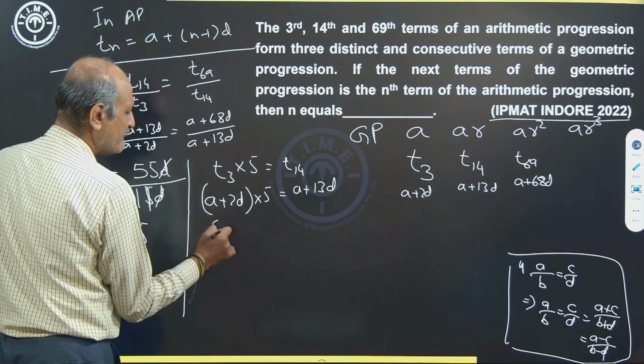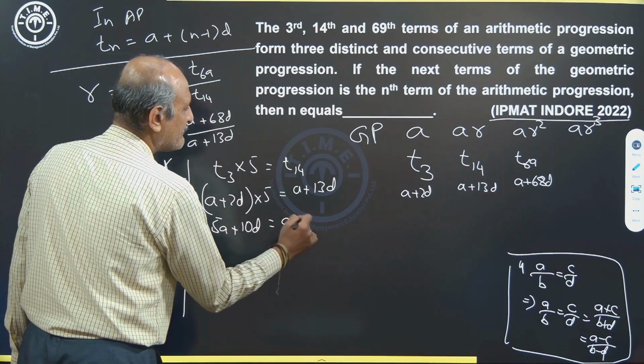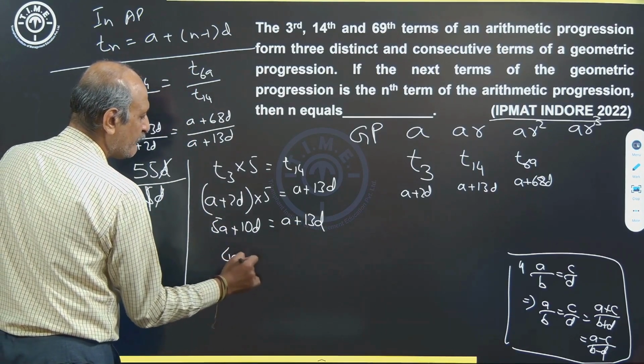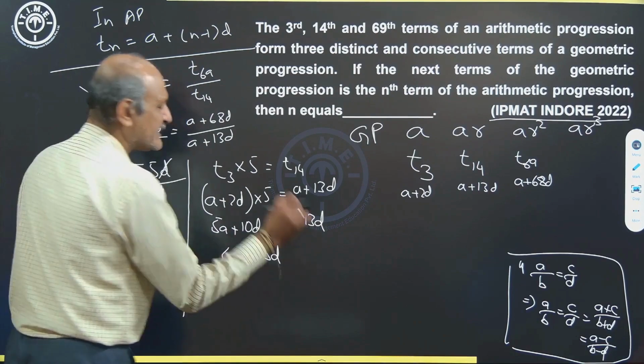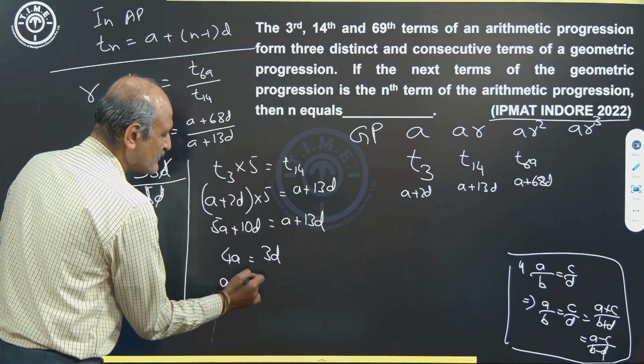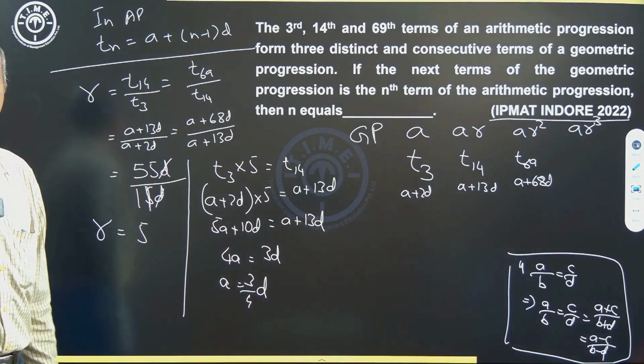Upon simplification we are getting 5A plus 10D is equal to A plus 13D. Simplifying this one, we get 4A is equal to 3D. Or you can say that A is equal to 3/4 of D here.